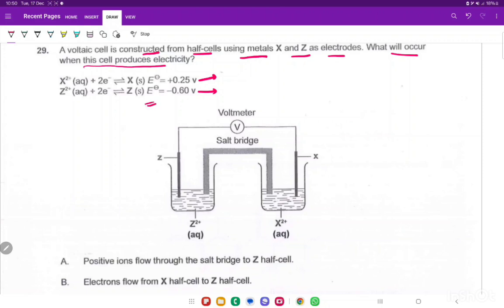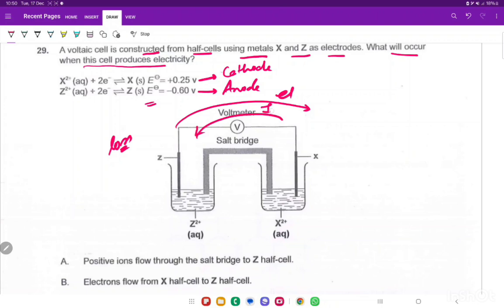As per the concept, the electrode which has the more negative value, or the lower E degree reduction, will act as the anode. That means Z is my anode and X is my cathode. When Z is the anode, loss of electrons takes place at Z and electrons move from Z to X. This is the flow of electrons. And the current will move from X to Z. This is the flow of current.